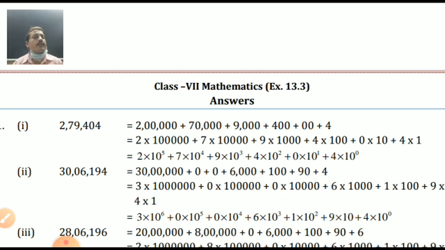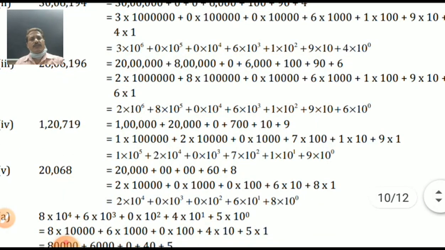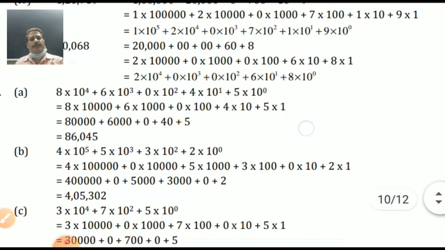Yes. So can I write 2 into 10 raised to 5, 7 into 10 raised to 4, 9 into 10 raised to 3, 4 into 10 raised to 2, and 0 into 10 raised to 2. At last, 4 into 10 raised to 0. 10 raised to 0, that means 1. So 4 into 1. Isn't it? So 1 place, 10 place, 100 place, 1000 place, 10,000 place, lakh, 10 lakh, crore, etc. You have the answer for these ones. In this method only. Correct. See the answers. Try yourself. Very best way.